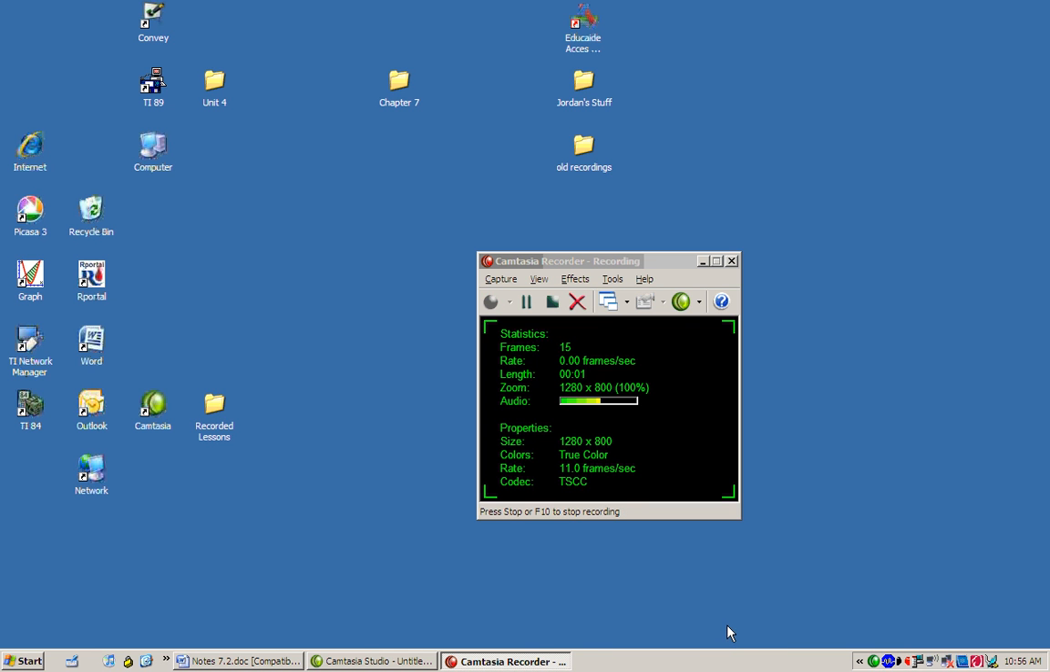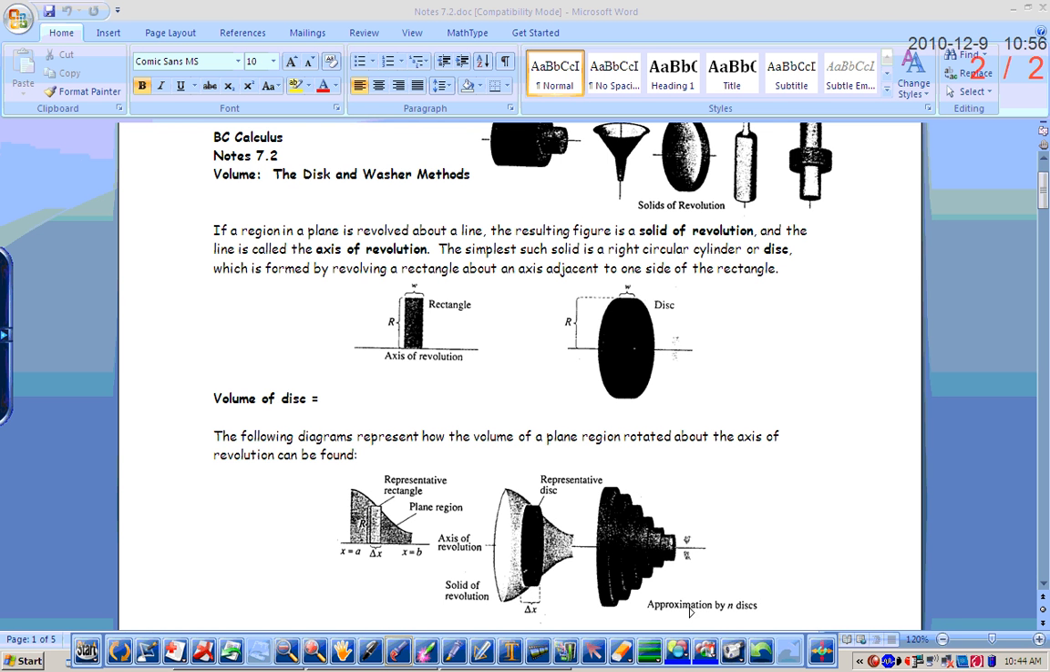We're going to find the volume of some very fun shapes today. What we're going to do is take a rectangle, or a whole region in a plane, and revolve it around a line. This is called a solid of revolution. You're basically revolving a two-dimensional figure around a line, and it's going to create a three-dimensional figure.